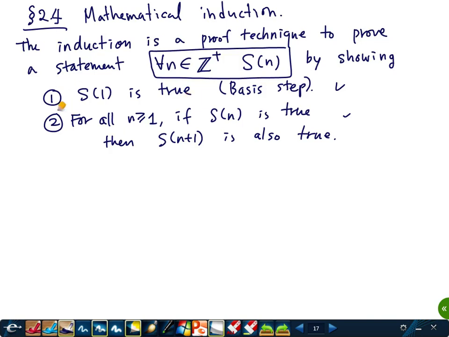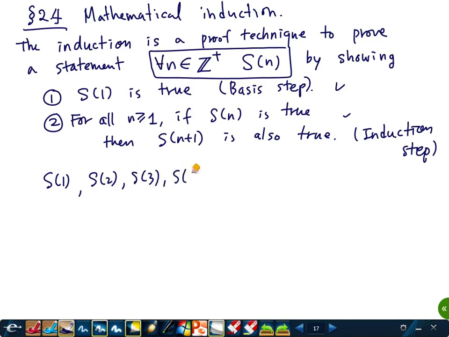If you show these two things, then what happens? Suppose that these are true. This is called the induction step, by the way. Because of the basis step, we know that S1 is true. And because of the induction step, we know that S2 is true, because S1 is true, 1 plus 1, 2 is also true. Because of this, again, S3 is true. Because of this, S4 is true. We can go on forever. So for any integer n, Sn is true because of these two things.